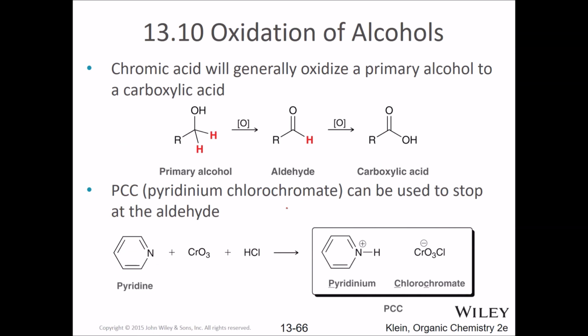Now, chromic acid is going to generally oxidize a primary alcohol to a carboxylic acid, and you can't stop it. So if you take a primary alcohol and take CrO3, this is what you're going to get. You're going to get all the way from there to there because you can't stop it.